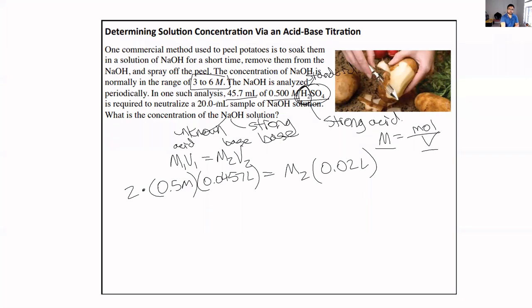So doing this problem, I'm just going to multiply the numbers out here. We have, so this is going to be 0.0457 equals 0.02 M2. All right. So then we divide by 0.02 on both sides, and we get M2, the molarity of the sodium hydroxide solution, equals 2.285, which is pretty close to the 3 to 6 molar range that they gave us. So that's how you calculate that.